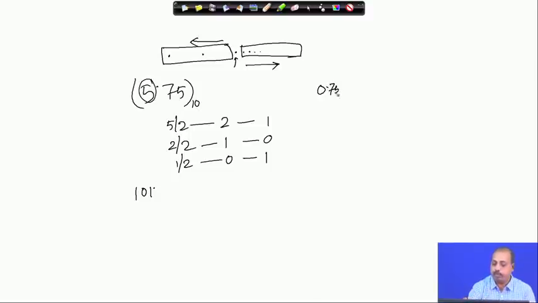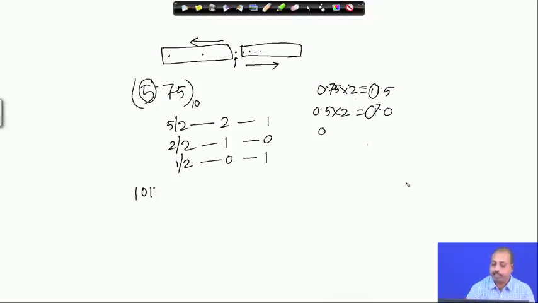So, this 0.75, instead of dividing by the base, we will multiply by the base. So, 0.75 into 2 will make it 1.5, and in that 1.5 we will take 1 as the significant digit. Out of that this 1 is important, so this 1 is taken, and this 0.5 is again multiplied by 2, so you get 1.0, again that 1 is taken and then it becomes 0. After that this value has become 0, so there is no point doing the multiplication again.